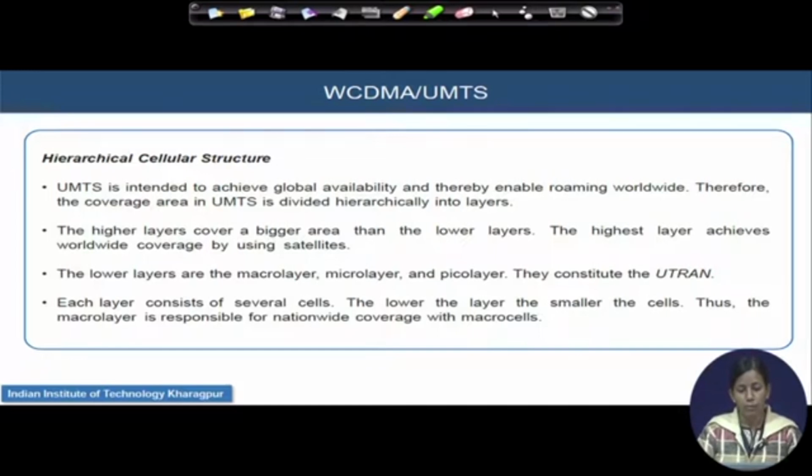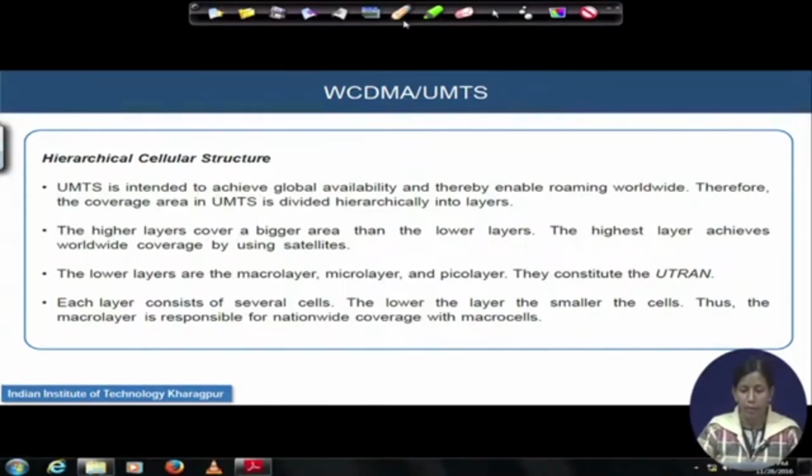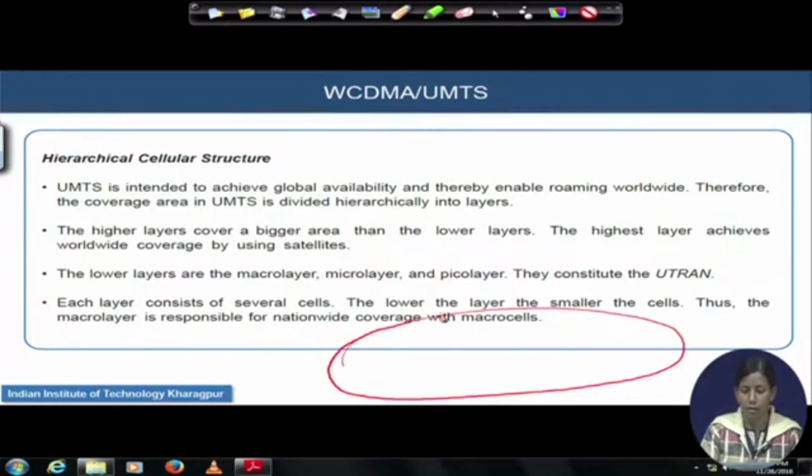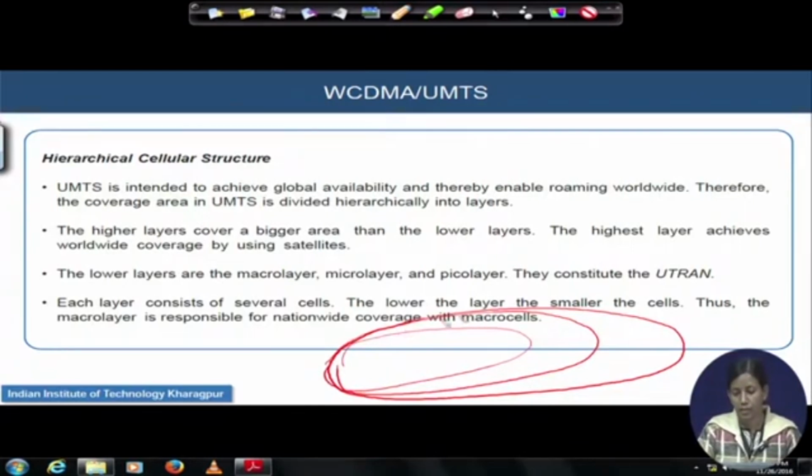UMTS was intended to achieve global availability, and to do that they also tried to enable roaming worldwide. So the coverage area in UMTS was divided into hierarchical layers. The bigger the area a layer covers, the higher the capacity compared to the second or third layers. The biggest layer, with worldwide coverage, which is the highest layer, will also take support from satellites.